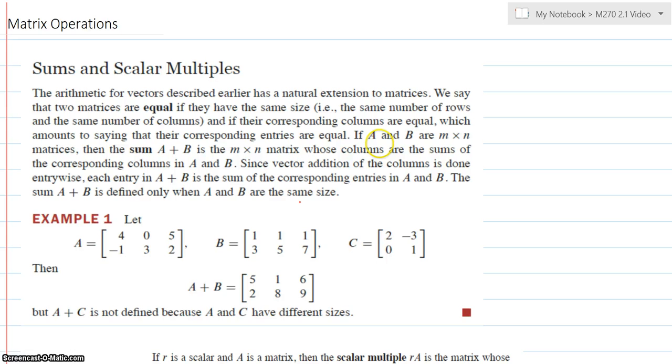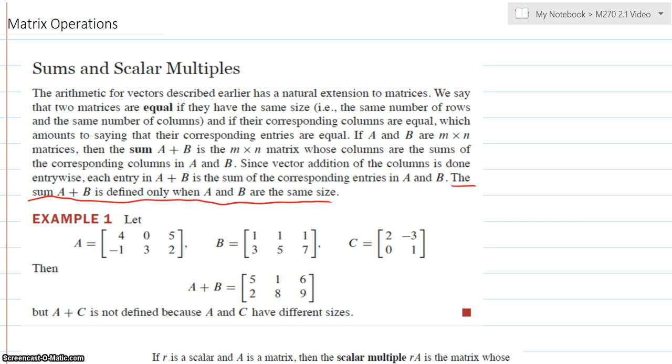And then the next thing here is about adding A and B. Turns out you can only add two matrices if they're exactly the same size. So that's why they have, if A and B are n by n matrices, then the sum of A and B is also an n by n matrix, whose columns are sums of the corresponding columns in A and B. The key thing to note here is the end, that the sum of A and B is defined only when A and B are the same size.